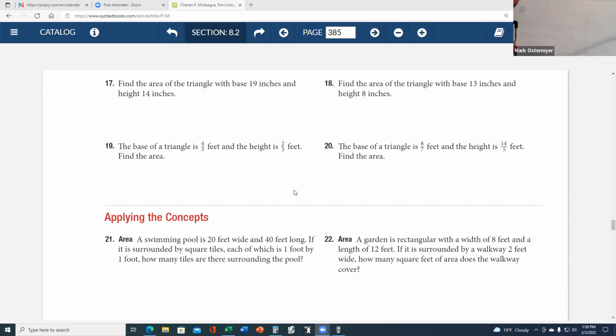It says a garden is rectangular with a width of 8 feet and a length of 12 feet. So I'm going to draw a rectangular garden that has a length of 12 feet and has a width of what, 8 feet, I believe. Now it says it is surrounded by a walkway that's 2 feet wide. How many square feet of the area does the walkway cover?